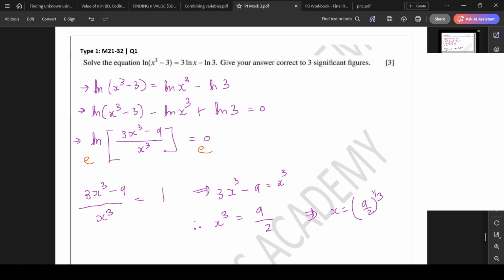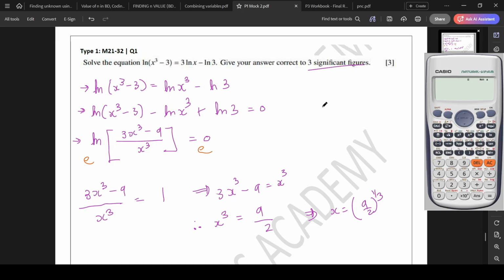From here, you can take the cube root and solve for x, and give your answer correct to 3 SF as required in the question. So 9 by 2 to the power of 1 by 3. You get 1.65 correct to 3 SF. So this is your final solution for this question.